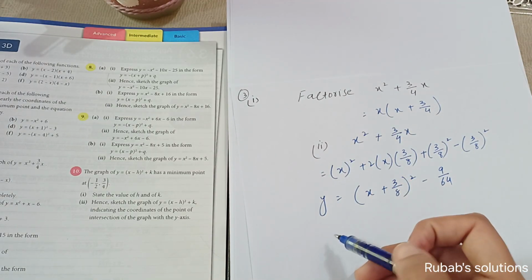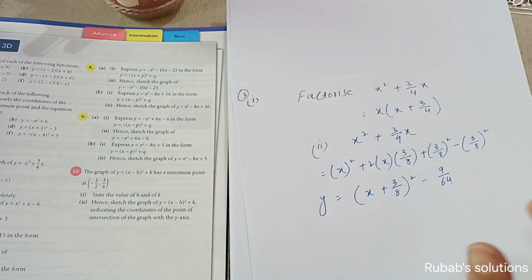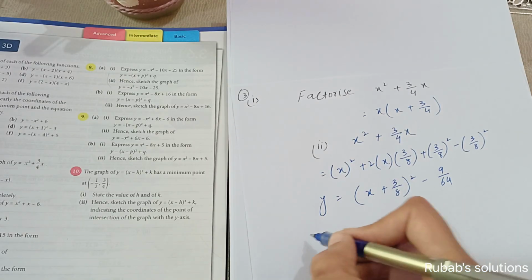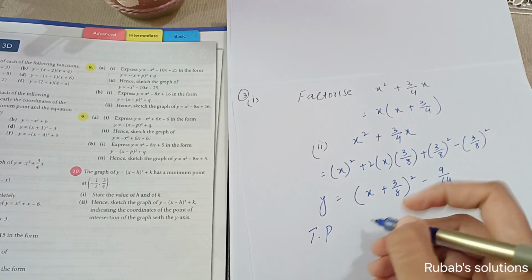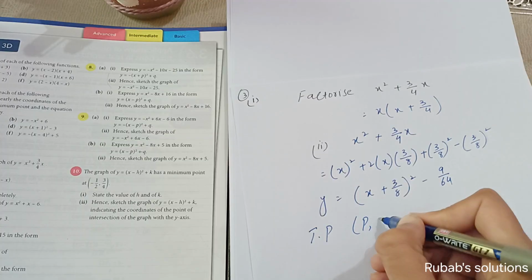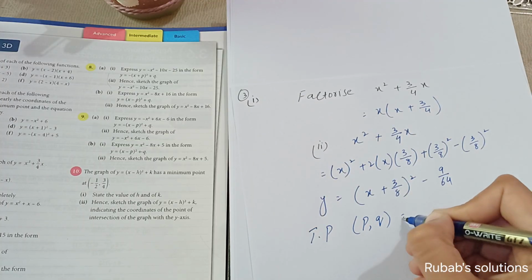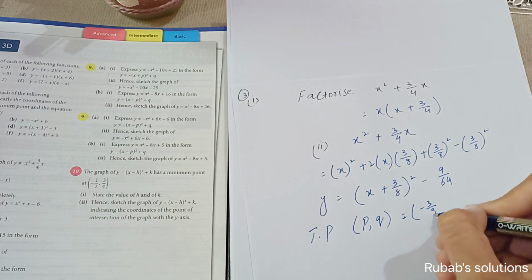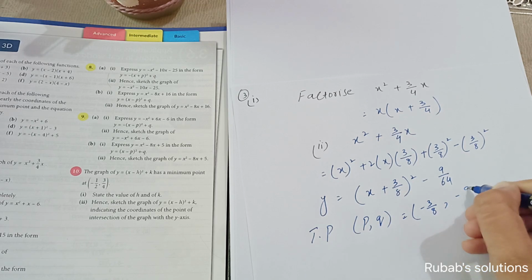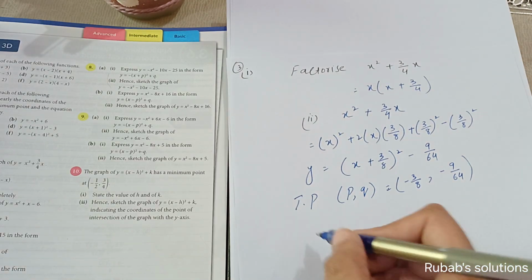Now, I got this in the form of p and q. So for the turning point, I will say p and q. The turning point p will be equal to minus 3 by 8 and q is minus 9 by 64. You can change this to decimal form, it is easy.